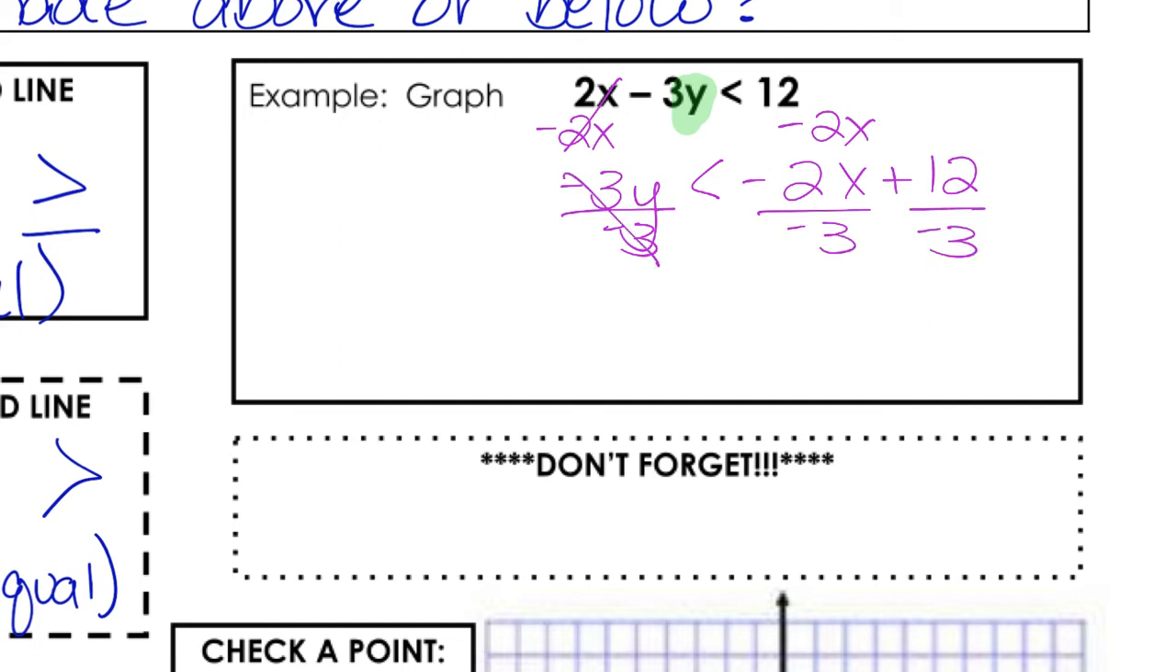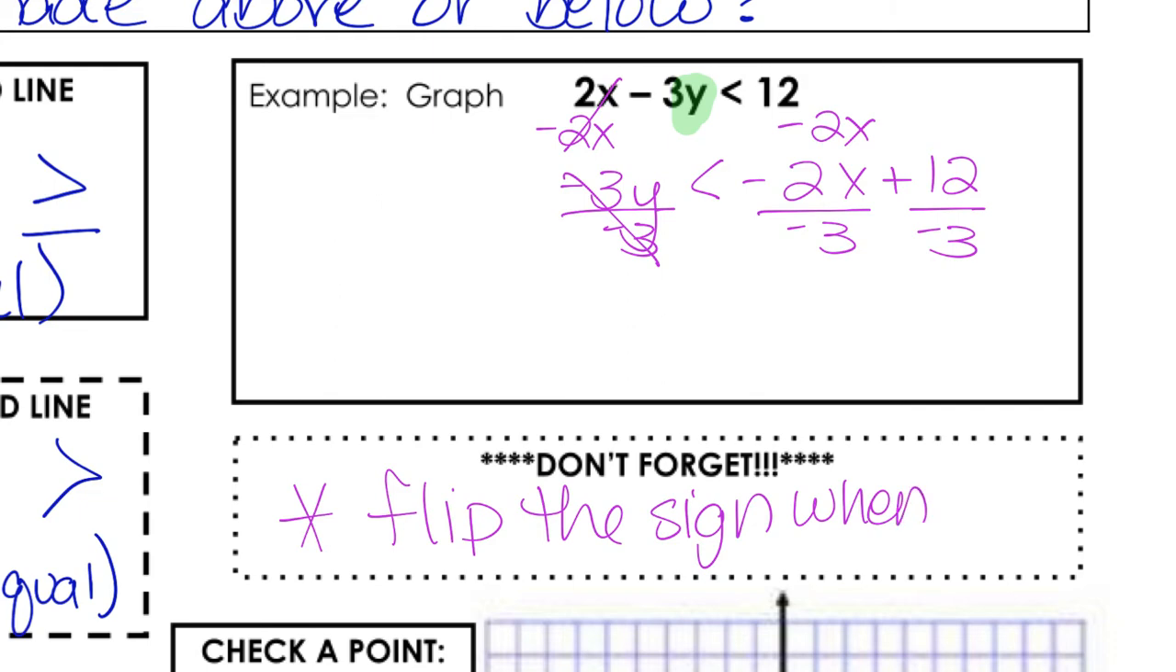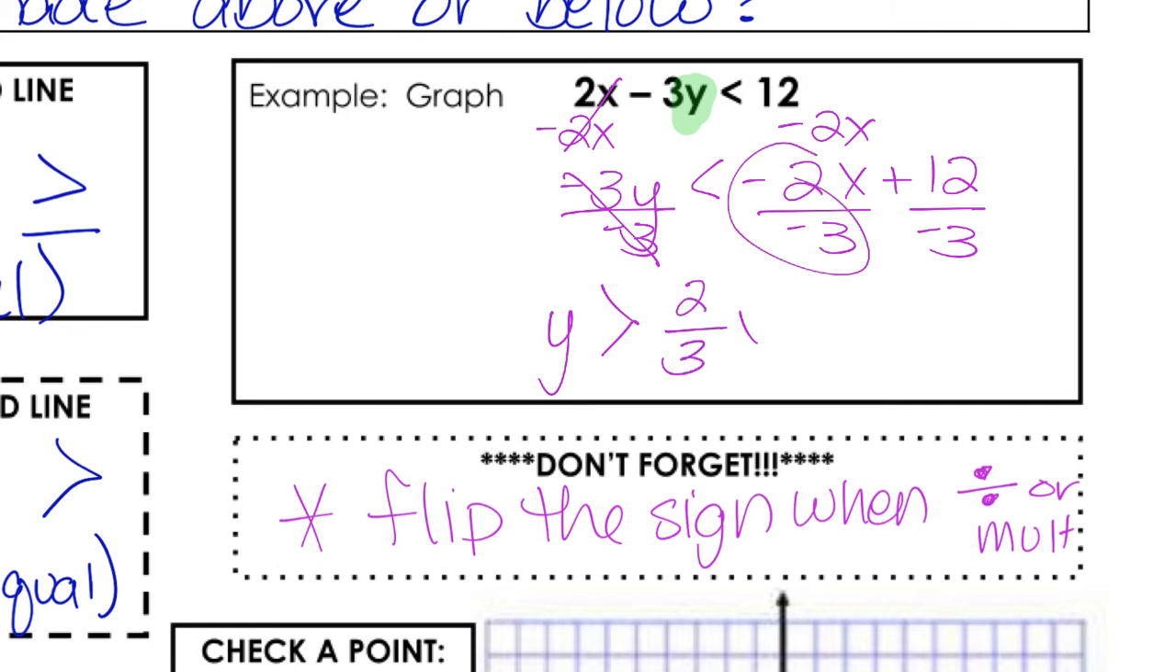Now, one thing we do not want to forget is to flip the sign when you divide or multiply. Sorry, that's a division symbol. So division or multiplication by a negative means you have to flip the sign. So in this case, we are flipping the sign. So now we have y instead of less than now becomes greater than. Negative 2/3 divided by negative 3 is a positive 2/3 x, and then minus 4.